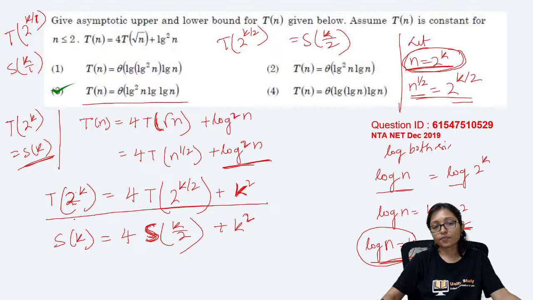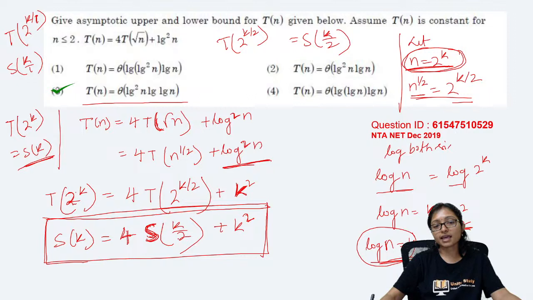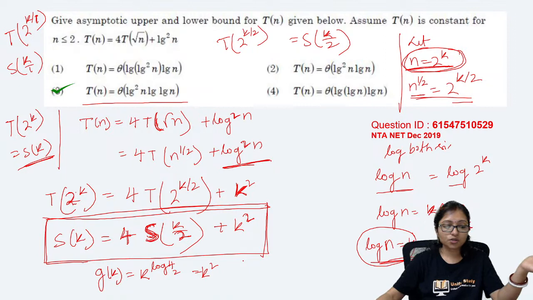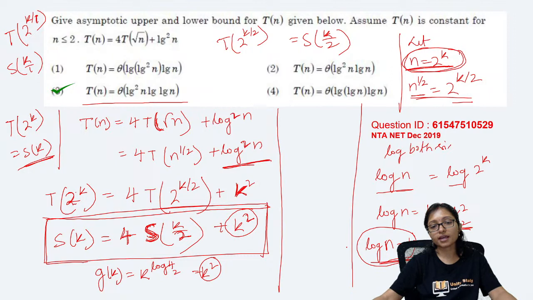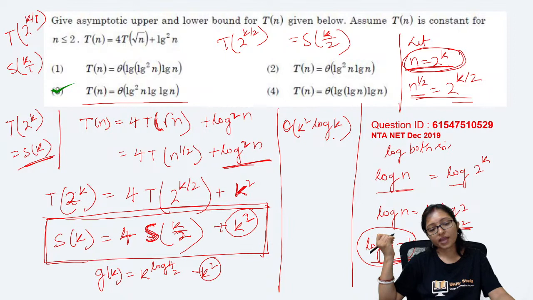Now you saw, is it a master theorem format or not? This is purely the master theorem format. S(k) equals 4 S(k by 2) plus k square. Now easily you can apply the master theorem. What is the value of g(k)? g(k) is k to the power log 4 base 2, and log 4 base 2 means it is actually k square. Are you getting this, k square? As it is k square, this is also k square, this is also k square. So as per the third rule, I can write theta k square log k. We are applying here the master theorem third rule.